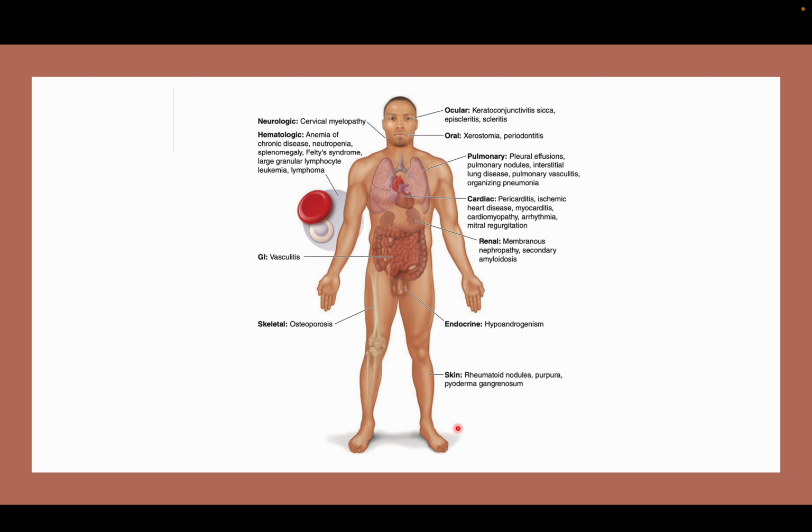You can see below the knee, below the patella, they have osteoporosis. They can have vasculitis also. They can present with mesenteric ischemia also. One of the classical changes is cervical myelopathy.